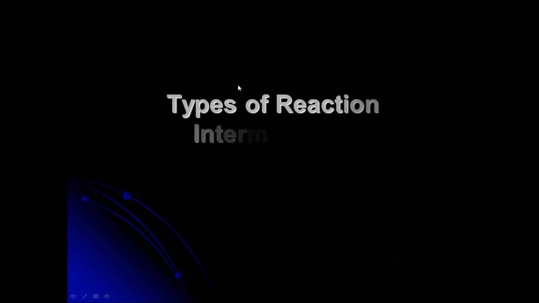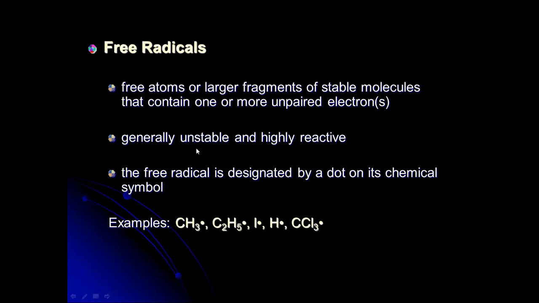So the components that you saw with the asterisk are what we call reaction intermediates. When we speak of reaction intermediates, these are the different types which you would be able to read from our reference book, Levenspiel. They can be free radicals. These are free atoms or larger fragments of stable molecules that contain one or more unpaired electrons. They are generally unstable and highly reactive, and the free radical is designated by a dot on its chemical symbol. So whenever you see in a reaction mechanism a compound which has a dot after it, then that's an intermediate, specifically a free radical.